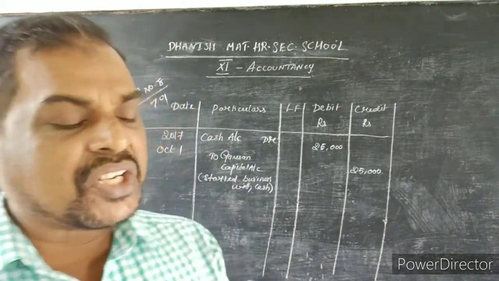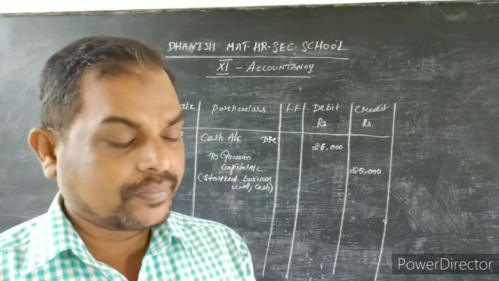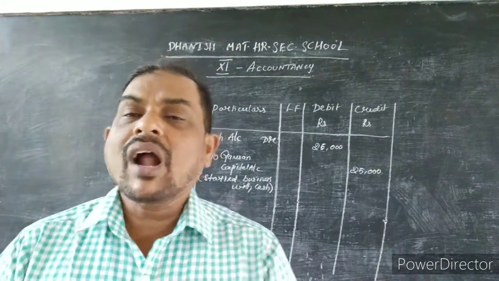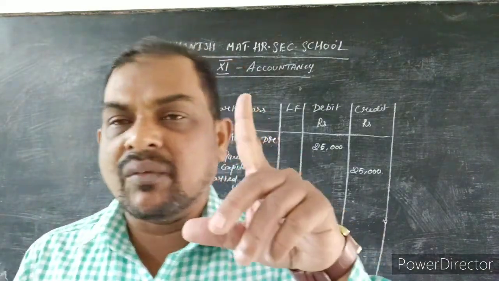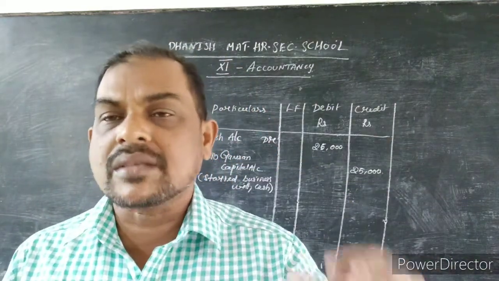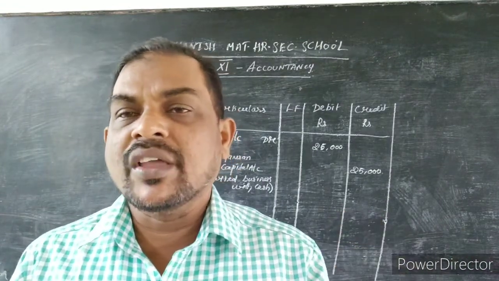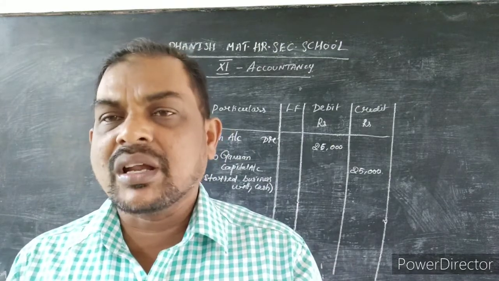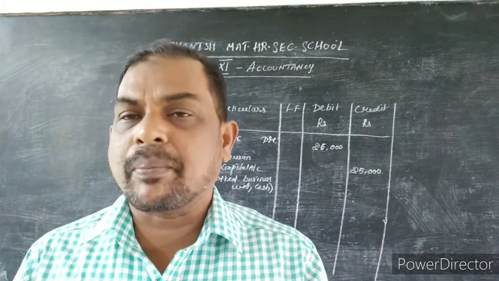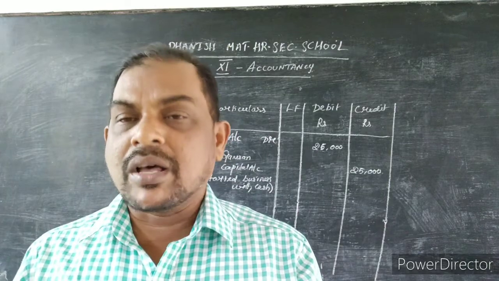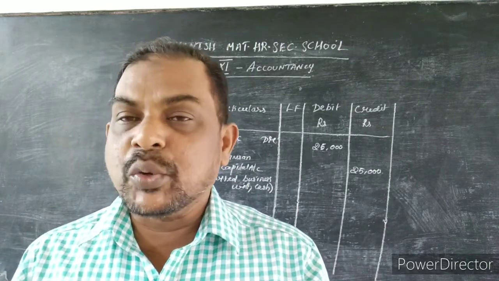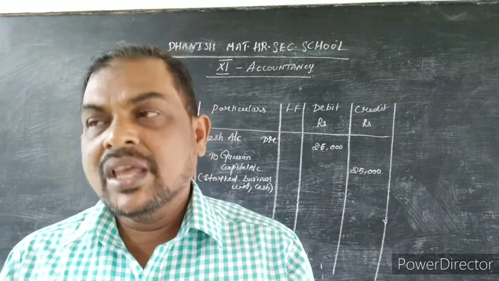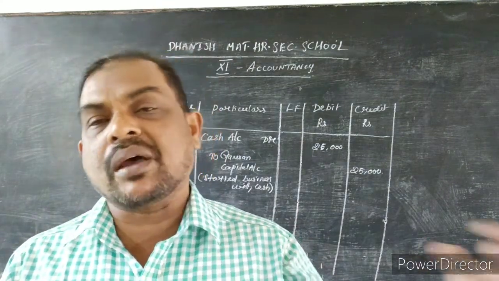The second transaction is date 5. Deposited into bank. What will be deposited into the bank? Only one, cash only. Cash is deposited into the bank. If they did not give the word cash, we can understand cash only is deposited. So cash deposited into bank, deposited into bank, paid into bank, or cash paid into bank, all have the same meaning.